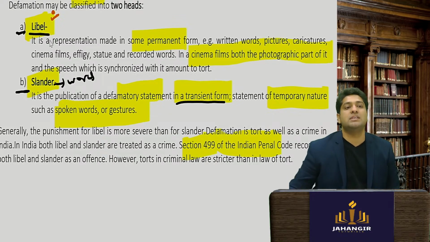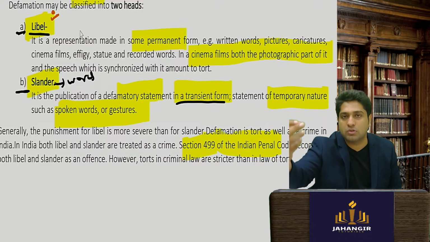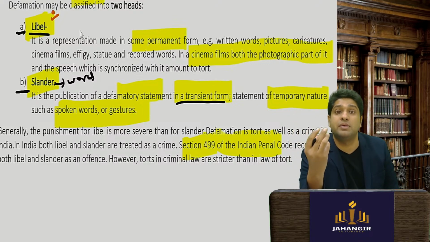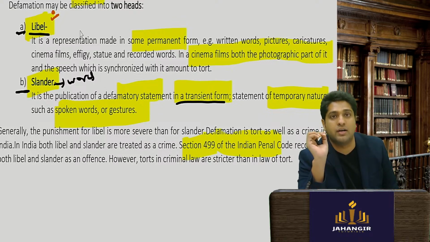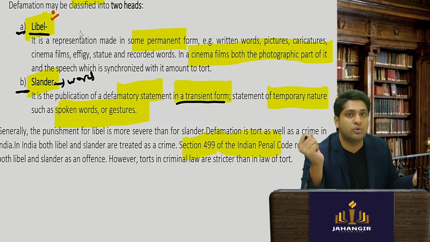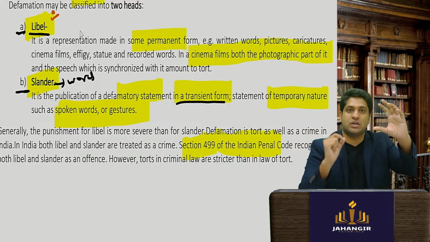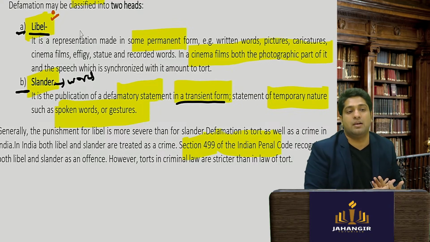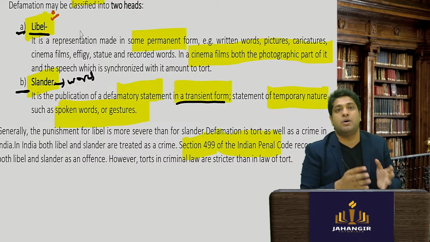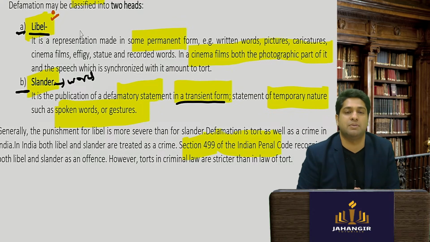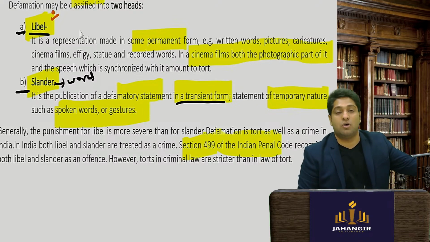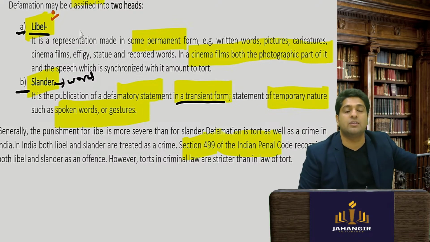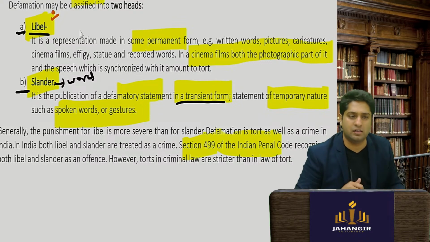Libel. Now what is libel? Libel is more serious, where there is a permanent form of recorded defamation. For example, there was a video, there was a chat, there was a cartoon, there was a newspaper article. So all this is libel. Libel means there is a permanent form where the defamation has been recorded. Maybe I made a film or movie of someone where they are shown in a bad light. So they can file a case.